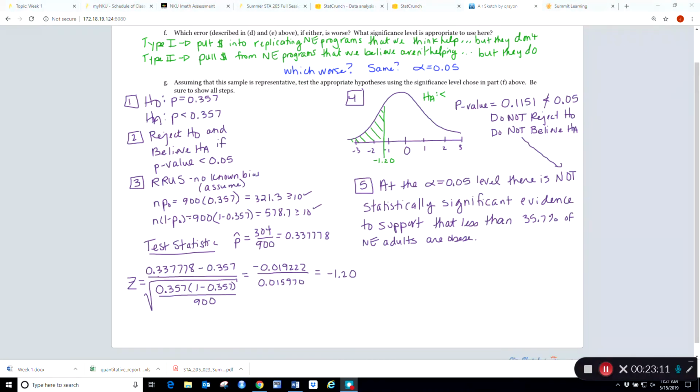So that wraps up this module for hypothesis testing for a proportion. Again, there's another example below that does another two-tailed hypothesis test if you would like to see another one.